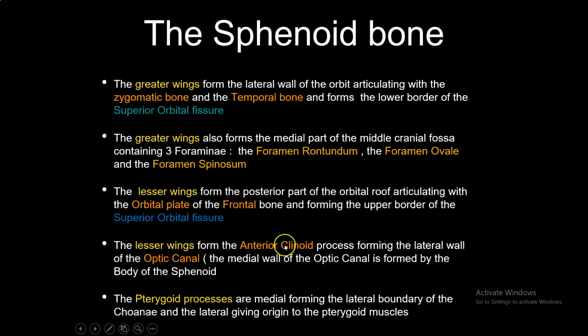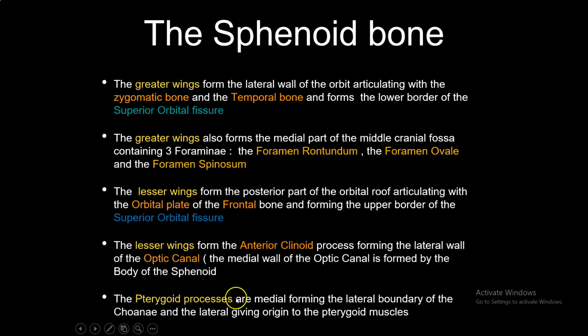When the lesser wings continue medially, they form the anterior clinoid process, forming the lateral wall of the optic canal, where the medial wall of the optic canal is formed by the body of the sphenoid. And also it is lateral to the clinoidal carotid artery. If you remember from the anatomy of the carotid, what is medial to the anterior clinoid is the optic nerve and the clinoidal carotid artery, and the lateral wall of the optic canal is formed by the anterior clinoid, but the medial wall is formed also by the body of the sphenoid.